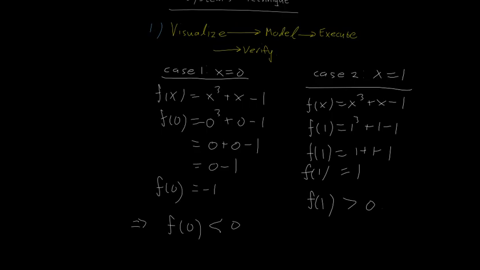Okay, I hope you're following along. As I said, the function is negative at 0 and positive at 1. And that graph and our model proved that, which I did in the visualization step. Now for uniqueness.